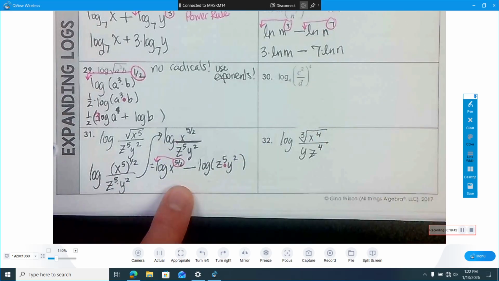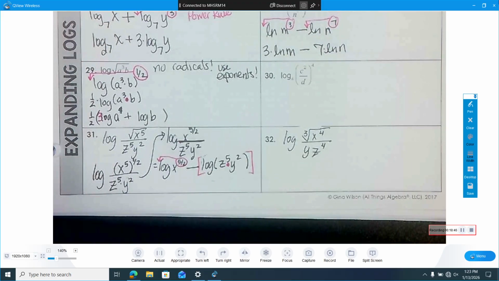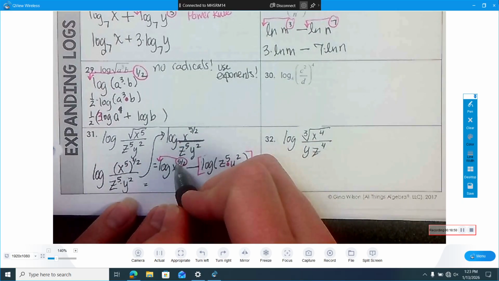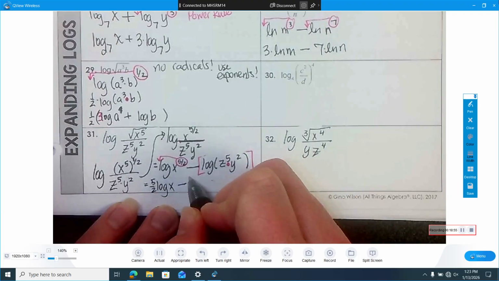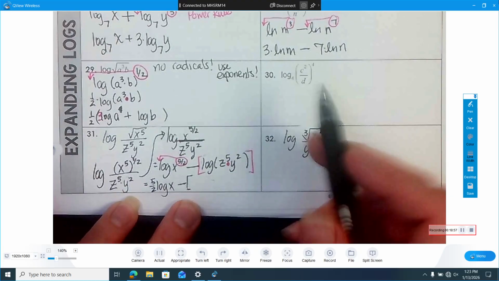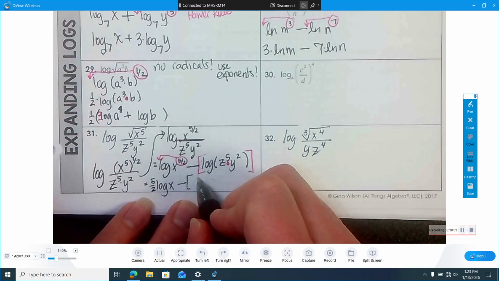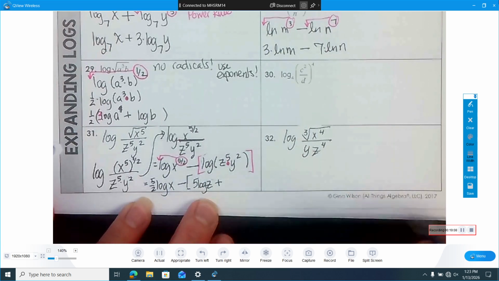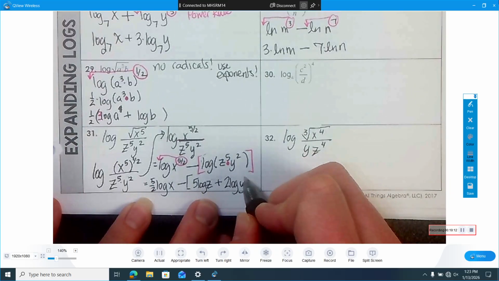So I'm going to go ahead and just put some parentheses there, because we have to subtract that whole expansion, okay? So I'm dropping my power here. We get 5 over 2 log of x minus the entire, what's going to happen with my log of z to the 5th y squared? 5 log of z, plus 2 log of y. Very good.